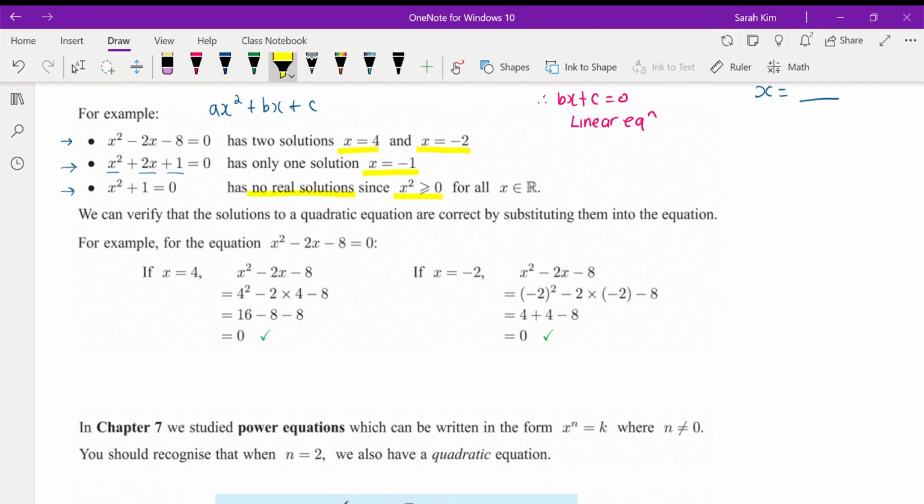Just know that there's the 3 options. We've got 2 solutions, 1 solution, or no real solutions. Those are our options. And in order to verify that the solutions to a quadratic equation are correct, you can substitute them into the equation.